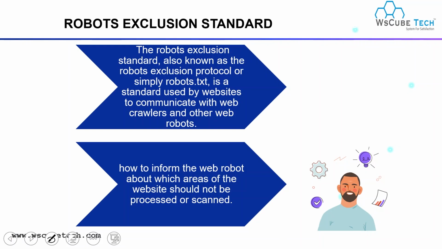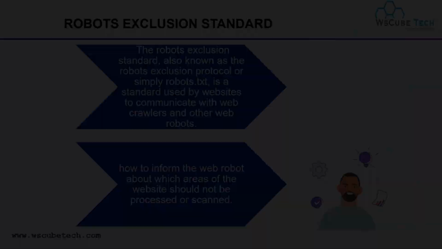Now, let me explain some of the robots exclusion standard. This is the robots exclusion protocol, or simply your robots.txt, which is a standard used by websites to communicate with web crawlers and other web robots. It explains to the web robots which area of the website should not be processed or scanned.